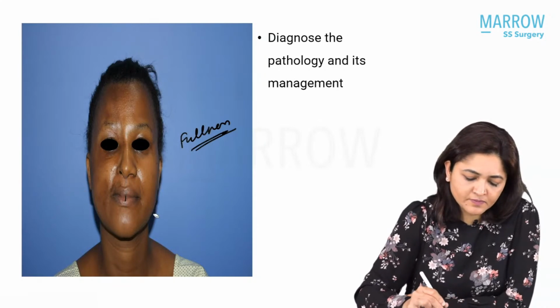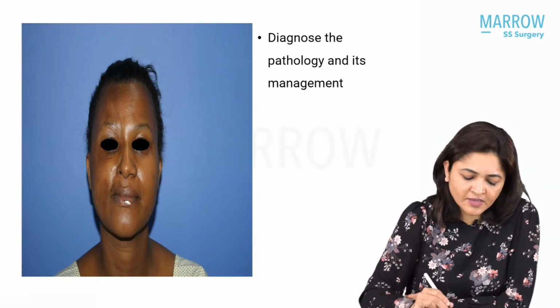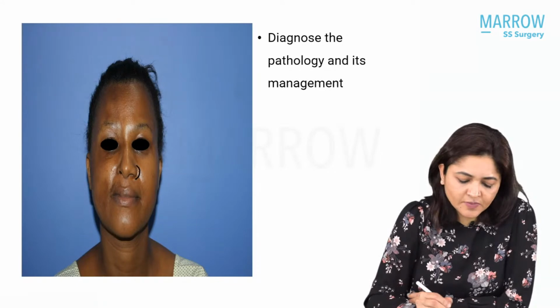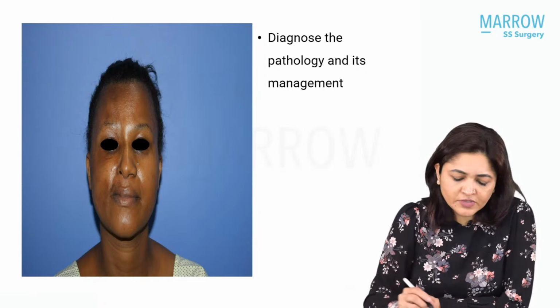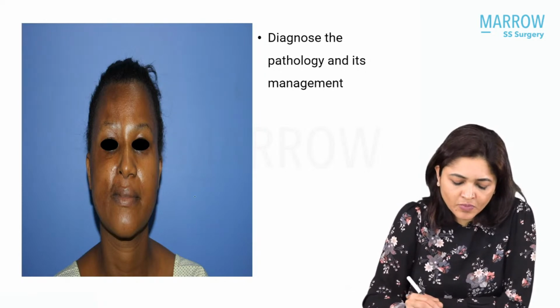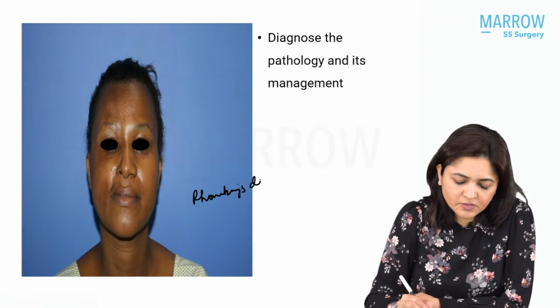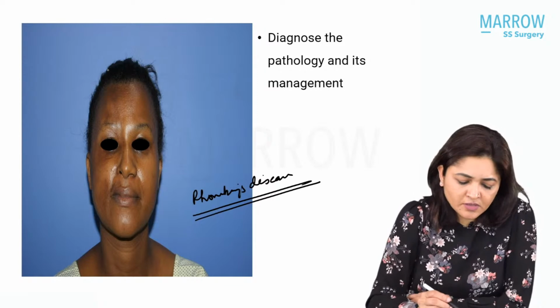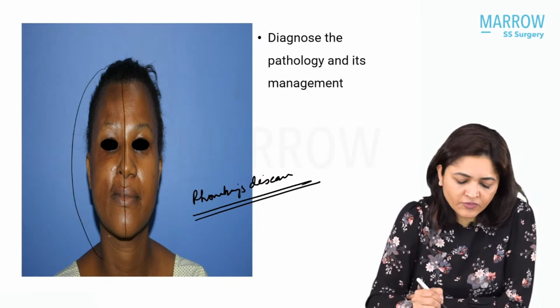See again. Compare the nasal ala as well. See, this nasal ala is bigger, this is smaller. So obviously we are dealing with something called Romberg's disease. So there is atrophy on half of the face.